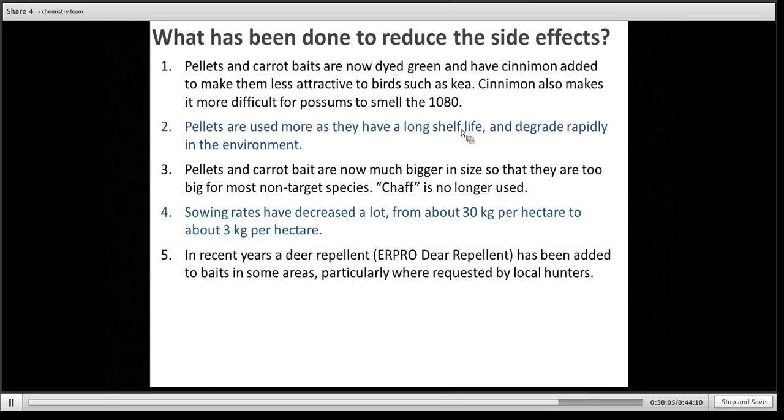Deer repellent has also been added to some species, and there's been no record that it's preventing the possums from eating it. So that's it. I can't spell deer. That should be D-E-E-R. Okay, and that's done particularly where local hunters have requested it to be added.